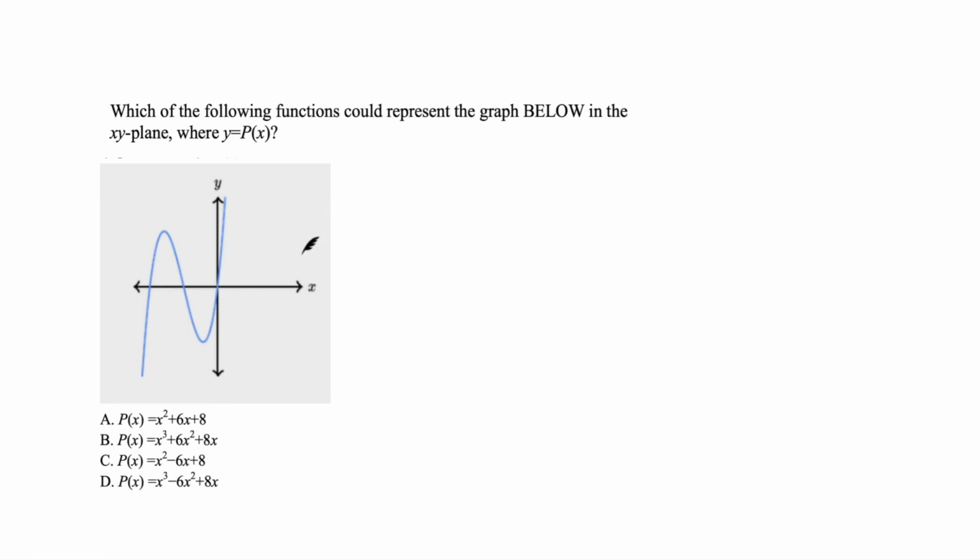This seems like an interesting question. Which of the following functions could represent the graph below in the xy plane where y equals p of x? Okay, so the first thing you need to understand is the ends point in the opposite direction. That means that the power has to be odd. We cannot have an even power. That means that a and c are gone. Now we're left with two options, that is b, x cubed plus 6x squared plus 8x, and x cubed minus 6x squared plus 8x. So how do we know which sign should be there? This is where our zeros come in.